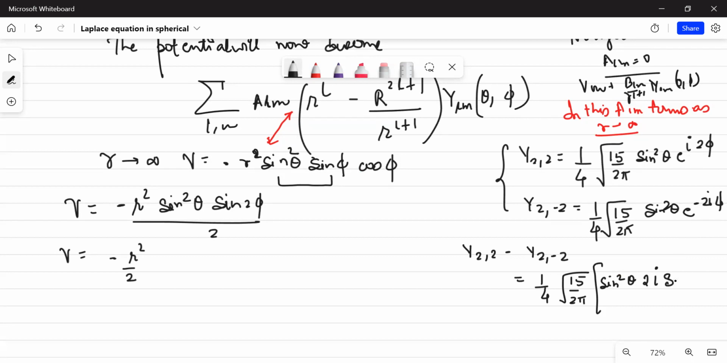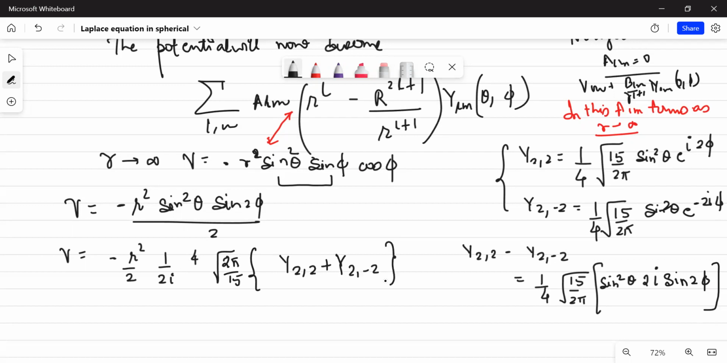And this will be like the sine 2 phi. Okay. So if I want to write like sine square theta and sine 2 phi, I will have to divide it by 1 upon 2 iota. I will have to multiply it by 4. I have to multiply it by 2 pi upon 15. And then I can write it as y22 plus y2 minus 2. This is how I'm going to write it.